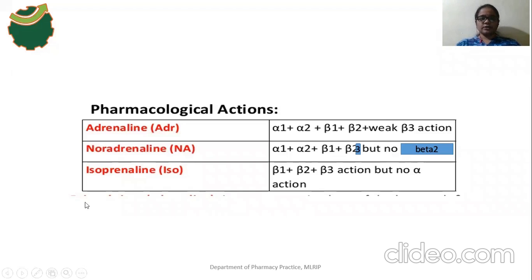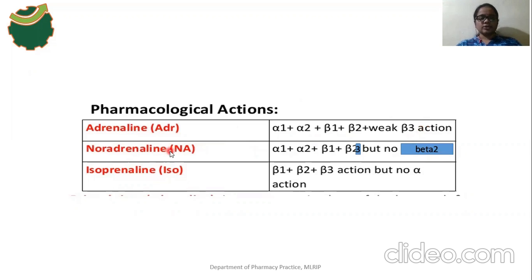So the first thing is adrenaline. Adrenaline binds with all adrenergic receptors, that is alpha 1, alpha 2, beta 1, beta 2. But adrenaline has less beta 3 action, because adrenaline is less sensitive to beta 3 receptors.